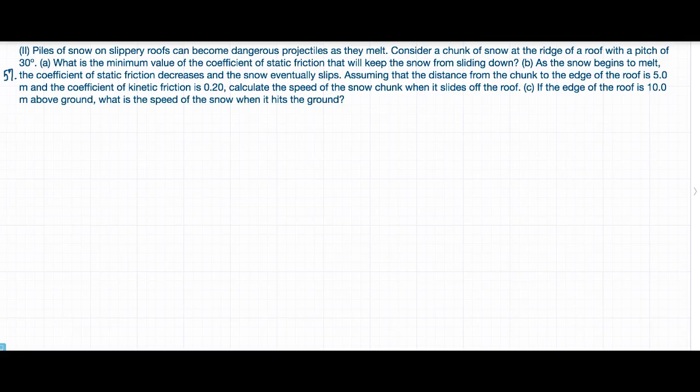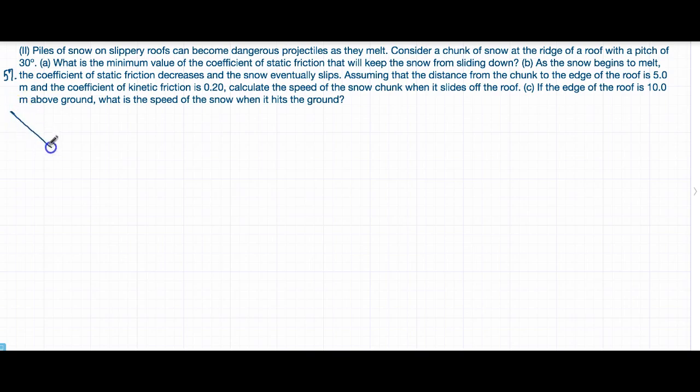This is problem number 57 out of the textbook. It says that piles of snow and slippery roofs can become dangerous projectiles as they melt. Consider a chunk of snow at the ridge of a roof with a pitch of 30 degrees. What is the minimum value of the coefficient of static friction that will keep the snow from sliding down?